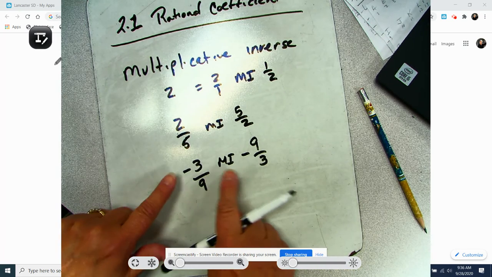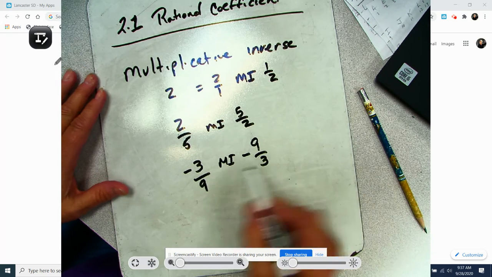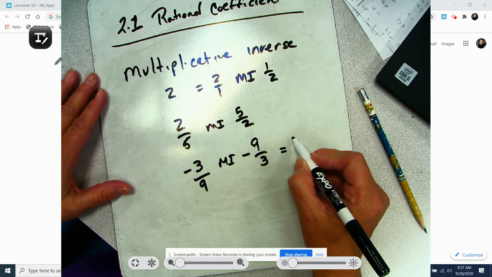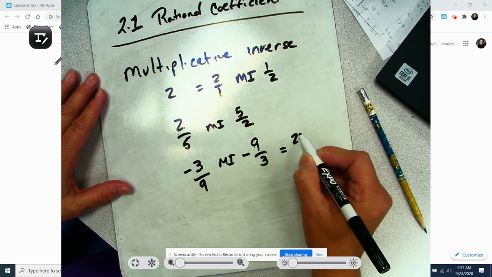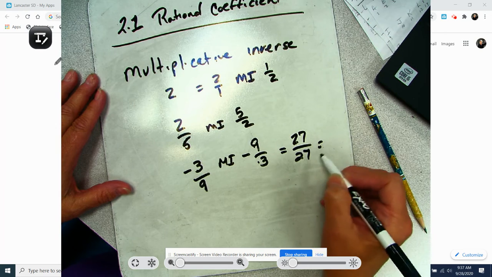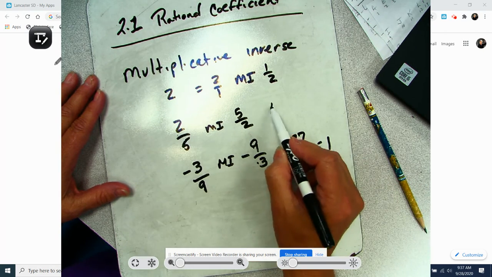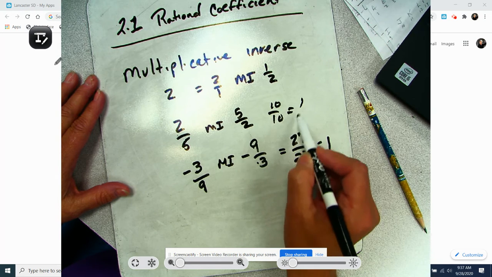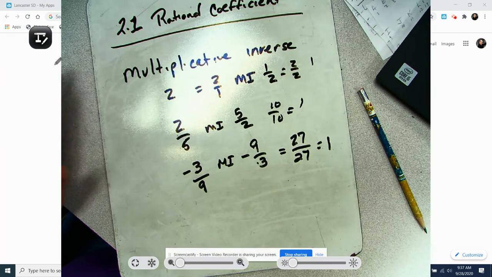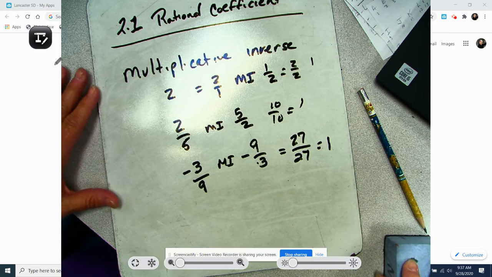So the sign has to stay the same and you flip it over, okay? When you multiply them together, they will equal 1. So -3 times -9 would be +27, and 9 times 3 would be 27, and 27 over 27 equals 1. Again, here it would be 10 over 10, and here it would be 2 over 2, which equals 1. So again, each one of the multiplicative inverses has to equal 1 when you multiply them together.